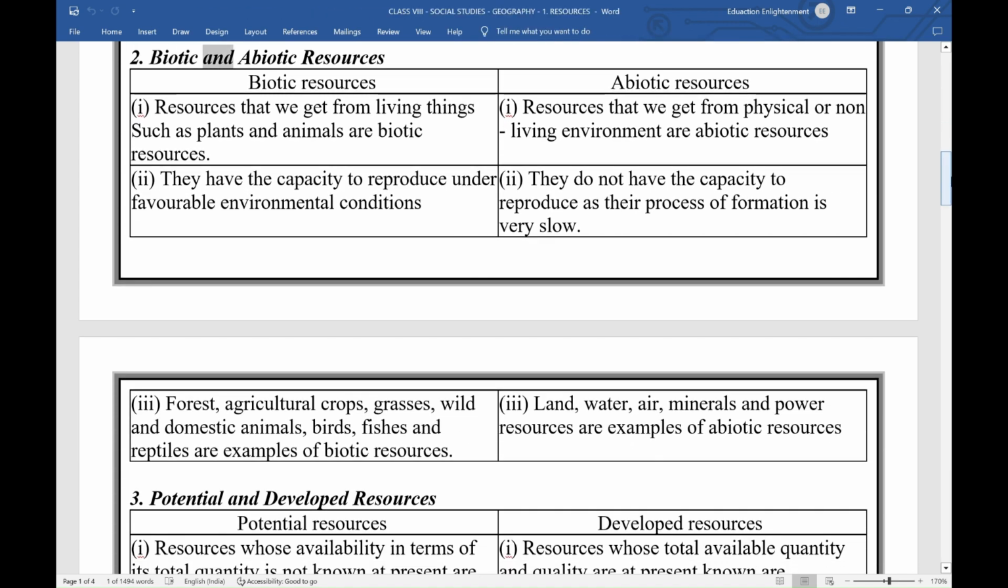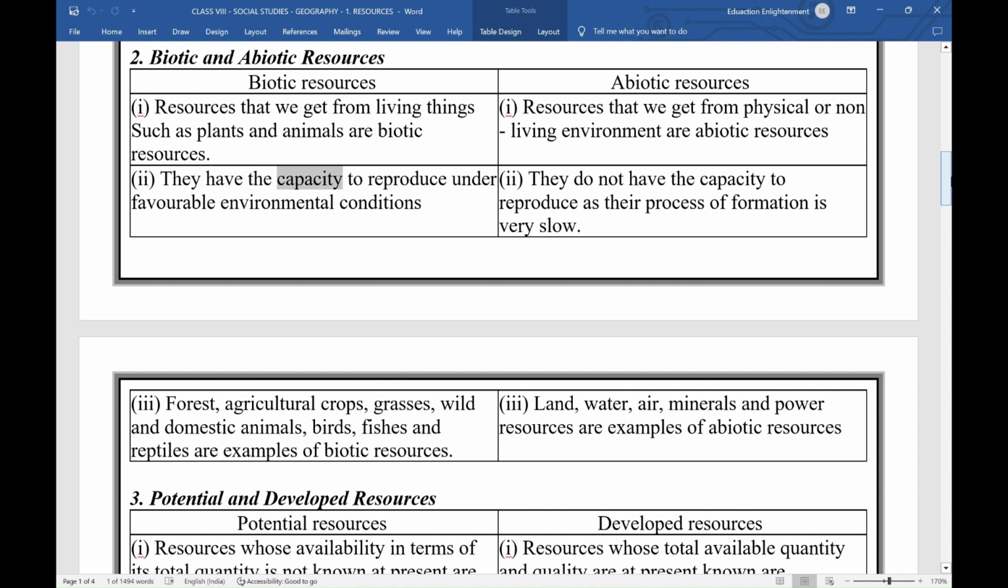2. Biotic and abiotic resources. Biotic resources: 1. Resources that we get from living things such as plants and animals are biotic resources. Abiotic resources: 1. Resources that we get from the physical or non-living environment are abiotic resources.